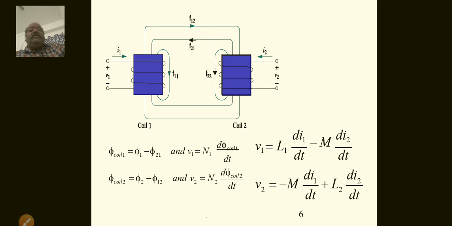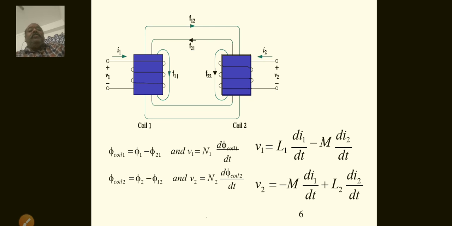Now you may take directly coil 1 phi is equal to phi 1 minus phi 21, and V1 is equal to N1 d phi coil 1 by dt. So from that relation, V1 is equal to L1 di1 by dt for coil 1, and since this is opposing, the minus indication will come, minus M into di2 by dt.